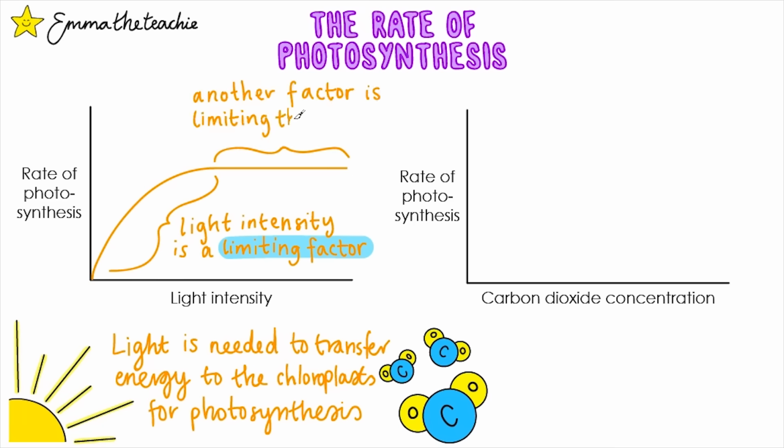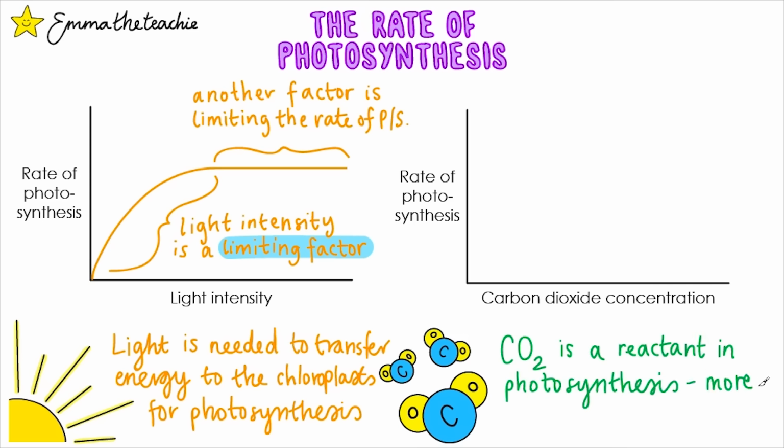Another limiting factor has been reached. This means that something else is preventing the rate of photosynthesis from increasing. This could be any one of the 3 remaining factors that we're going to look at. For example, carbon dioxide concentration. Carbon dioxide is a reactant in photosynthesis, so as we increase the concentration of it, the rate of photosynthesis will also increase. This can be shown on the graph like so.